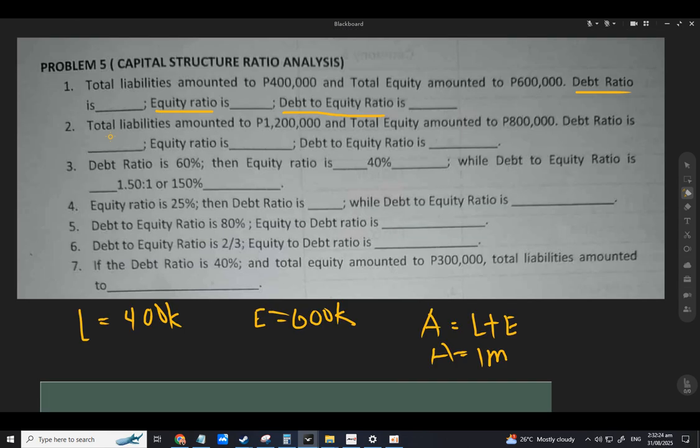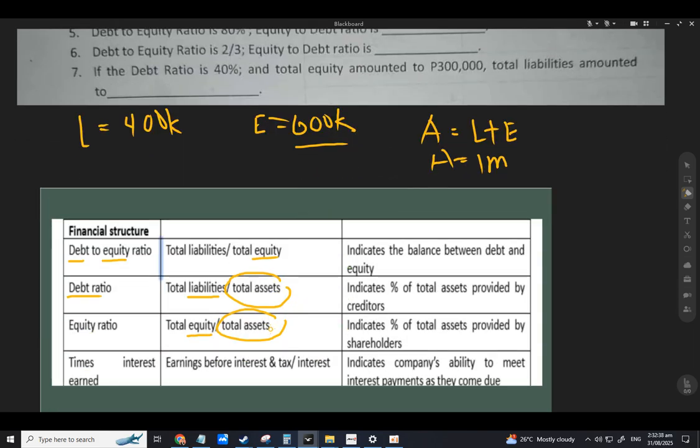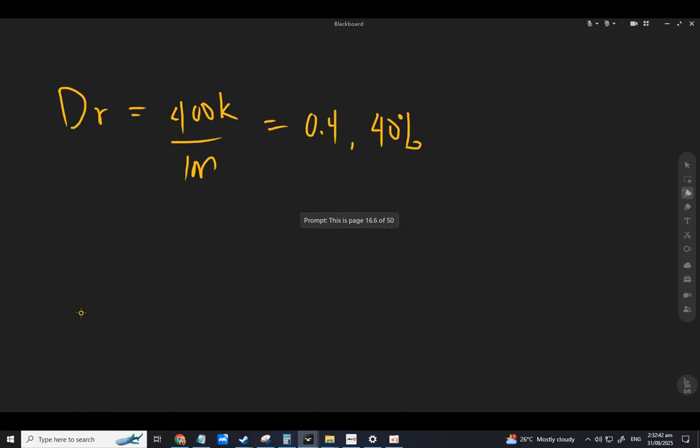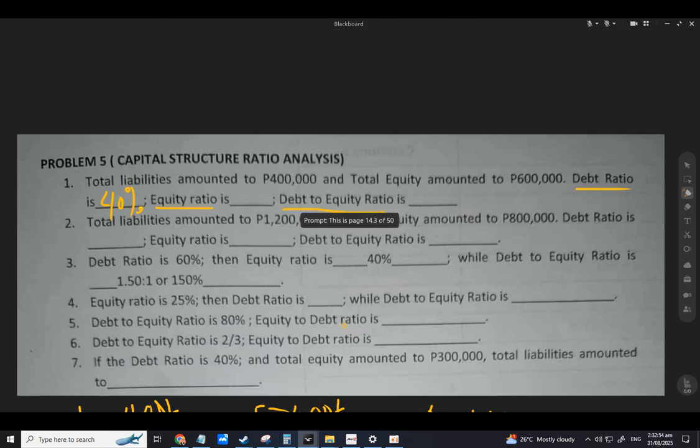So we have our first answer: 40%. How about the equity ratio? Our equity is 600K. The denominator will be total assets, which we know is 1 million. So the equity ratio is 600K divided by 1 million, which gives 0.6 or 60%. So our equity ratio is 60%.